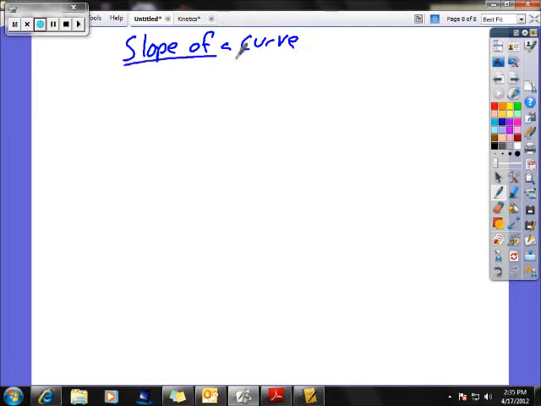We're going to look at the slope of a curve now. All right, slope of a curve. What? How do you look at a curve? All right, so what makes something a curve? What makes something a curve is that the slope is actually changing the whole time. Because if the slope stayed the same, what would it be? Right. It would be a straight line. So a curve means the slope is changing.